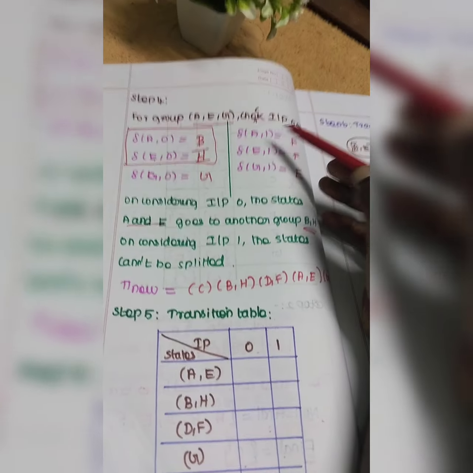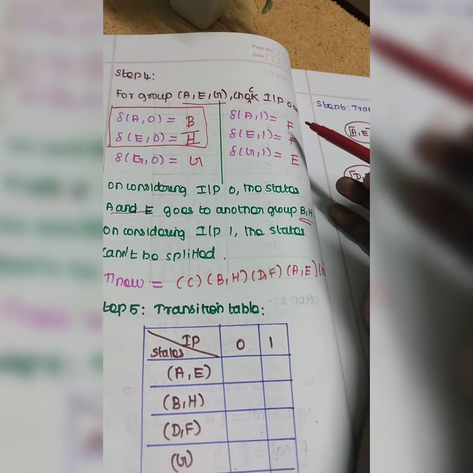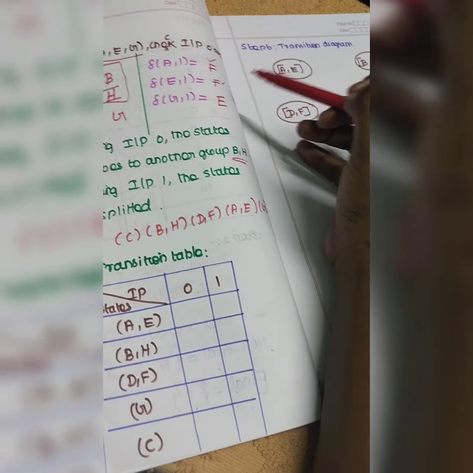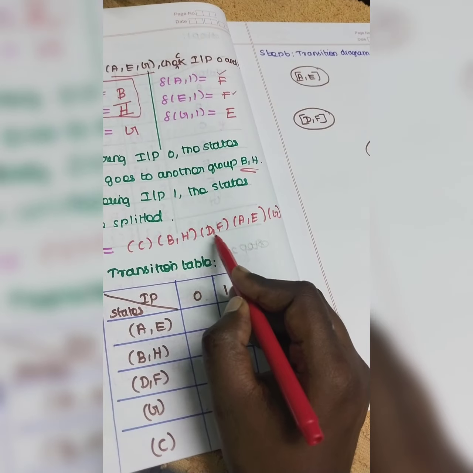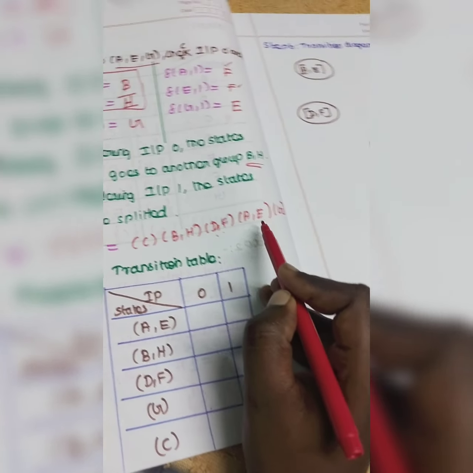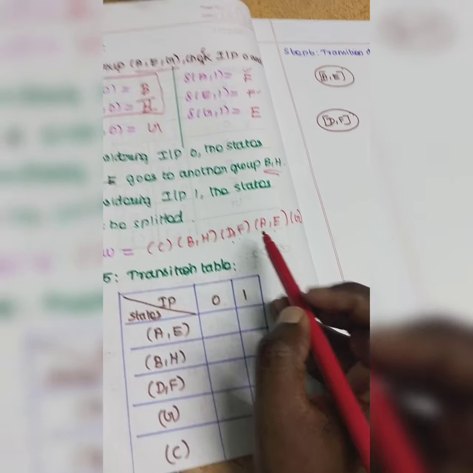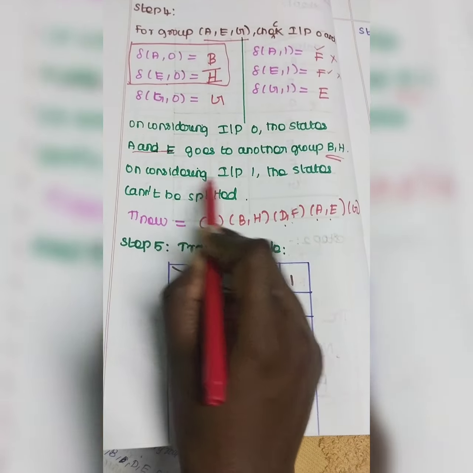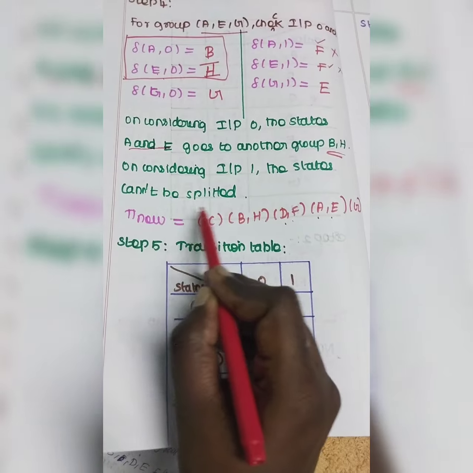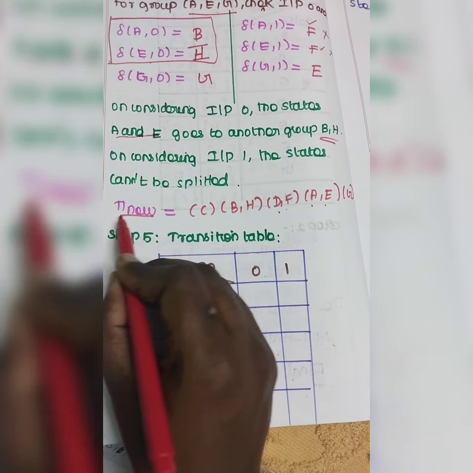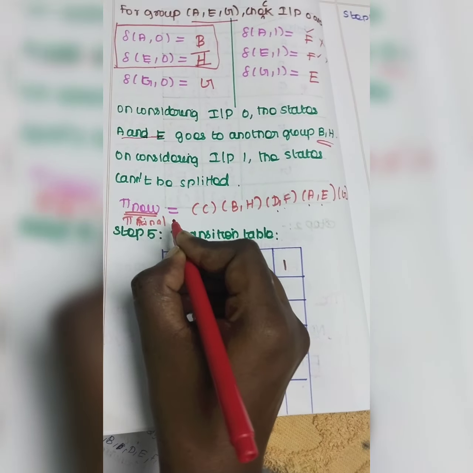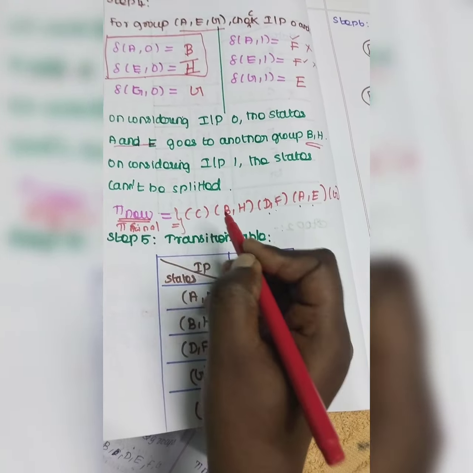Okay. Then you can check here whether you get any other states. Here you have F alone and E alone. Here F is merged with D, and E can be merged with F. There are no other separate states, so we cannot consider them. So I am writing: on considering input 1, the states cannot be split. So this is your final pi. Okay, so you have to write this is your final pi.